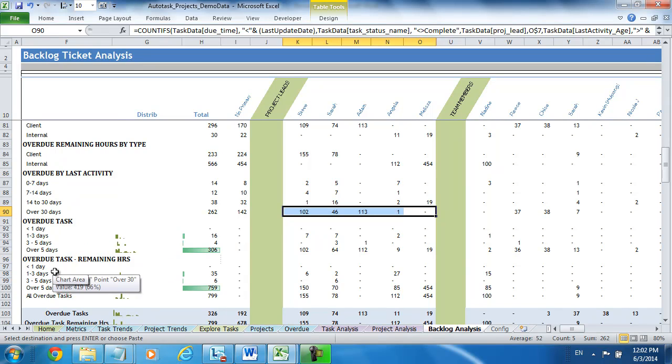Overdue tasks by remaining hours. One of the things I can say is, in terms of tasks that are overdue by 5 days, how many remaining hours have they dealt with? Well, here's where I'm going to look at Melissa.